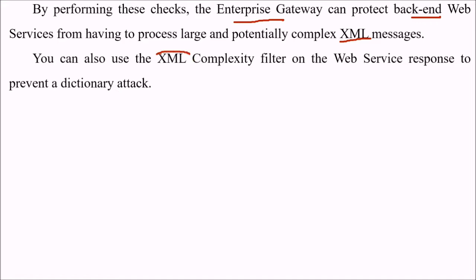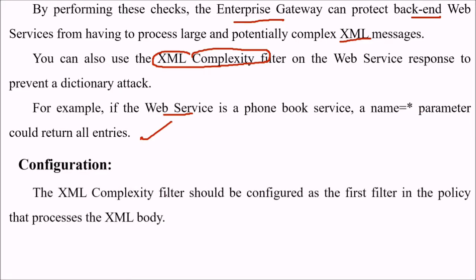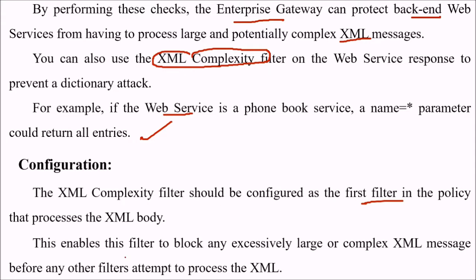You can also use the XML complexity filter on the web services in response to prevent a dictionary attack. For instance, if the web service is, say, a phone book service, a name equal to star parameter could return all the entries. In the configuration, the XML complexity filter should be configured as the first filter in the policy that would process the XML body, and this would enable this filter to block any excessively large and complex XML message before any other filters attempt to process the XML.